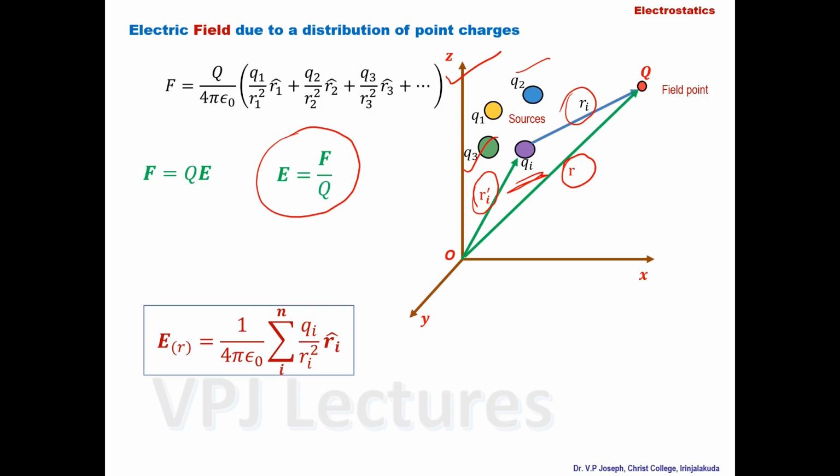So the distance R is taken as constant, and as Ri dash changes, Ri also changes, and the expression for the electric field becomes E of R. This E of R means the suffix R shows that it is the electric field at a distance R from the origin of the coordinate system. So E of R is given by 1 by 4 pi epsilon 0 into summation over i of Qi divided by Ri square into Ri hash. So this is the expression for the electric field for a distribution of charges.